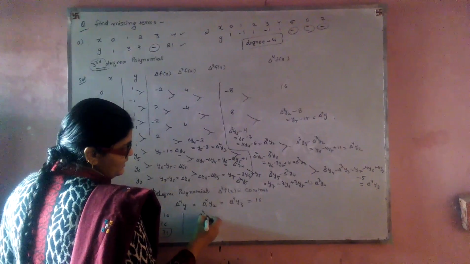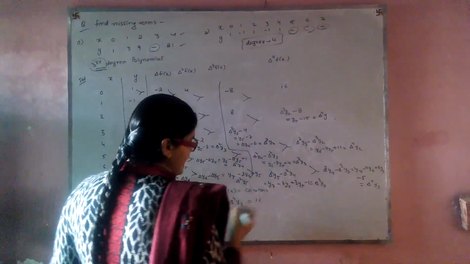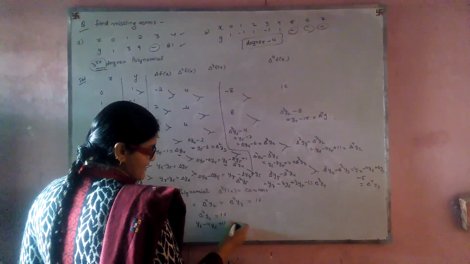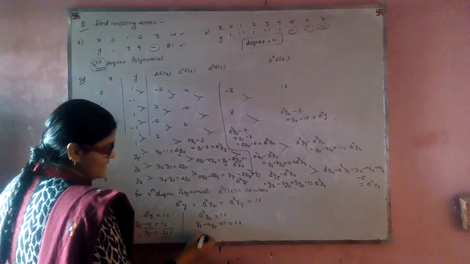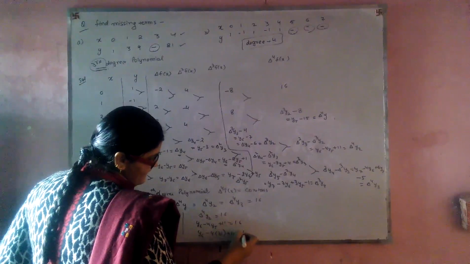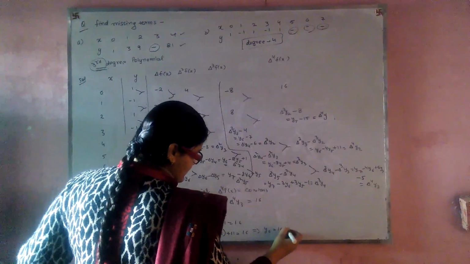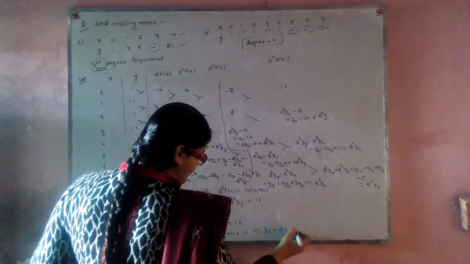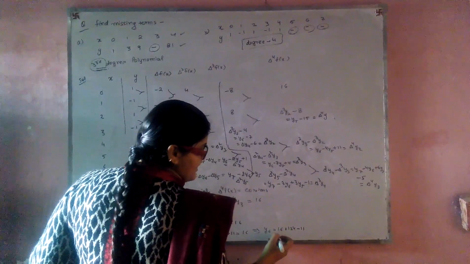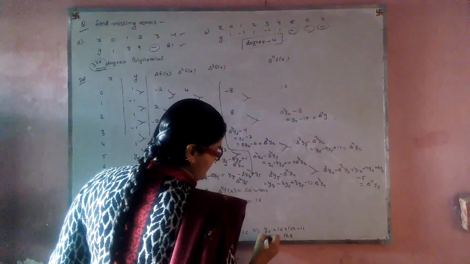Then delta 4 y2 becomes 16. From here delta 4 y2 is y6 minus 4y5 plus 11, which equals 16. y5 has its value 31, which becomes y6 equals 16 plus 124, minus 11, that is 129.